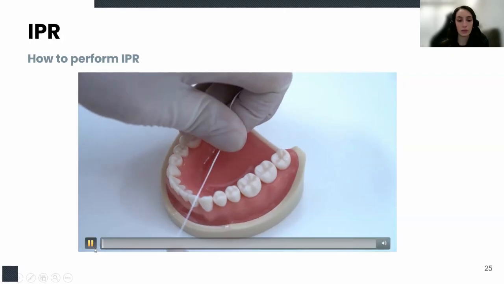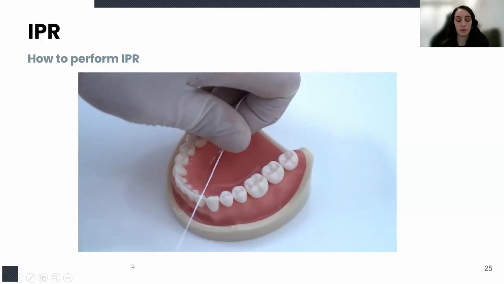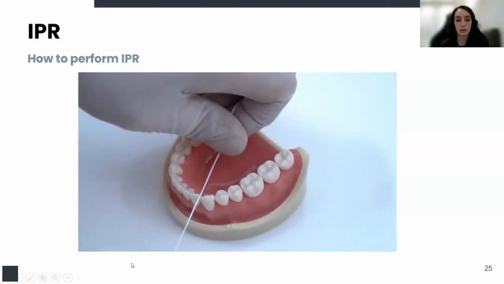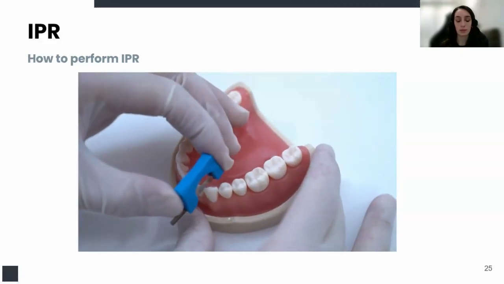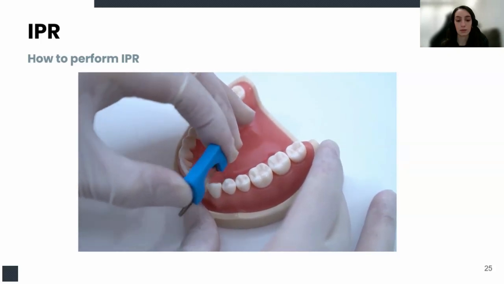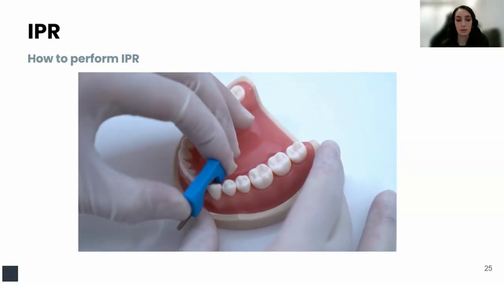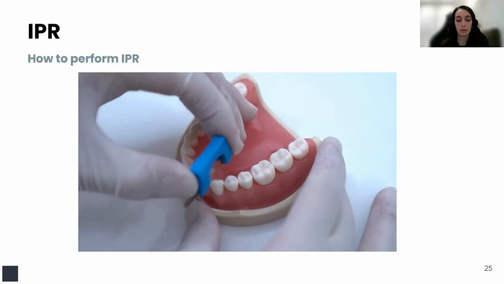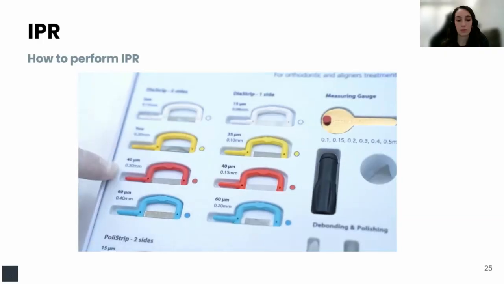First step before doing IPR should always be checking the contact points with a floss. After that, create access for the interdental strip by opening the contact using a thin interdental strip. Now we can proceed with performing IPR. Let's say 0.3 IPR is needed for this contact.